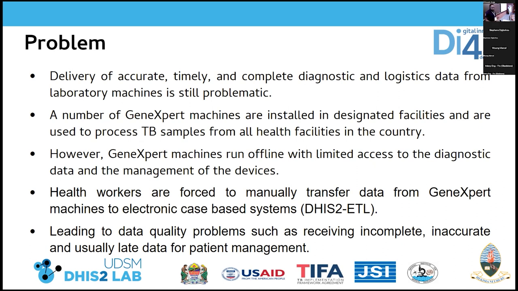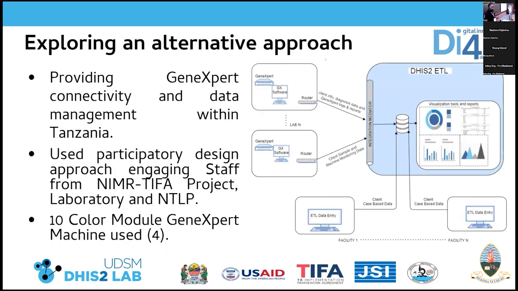So that is where the main problem starts, whereby health workers are forced to manually transfer this data from the GeneXpert machines to the electronic system. In our case, it is DHIS2. This leads to issues with quality, such as receiving incomplete, inaccurate, and usually late data for the patients. Definitely, once someone is diagnosed with TB, they must start treatment immediately, because any delay can result in more transmission of the disease. So our main responsibility was to try to explore an alternative approach.